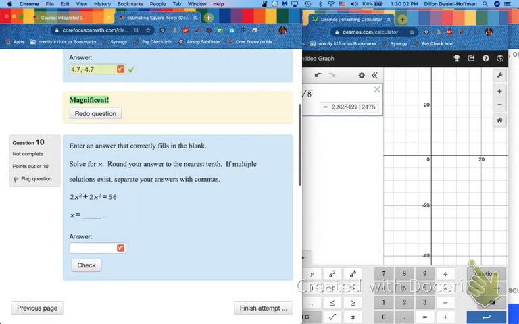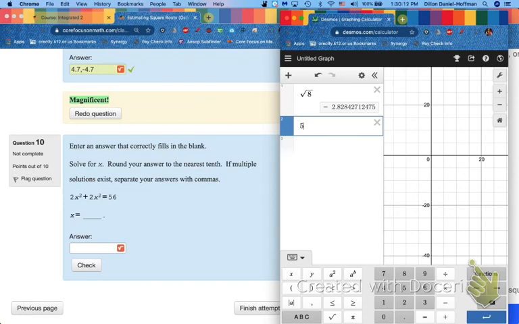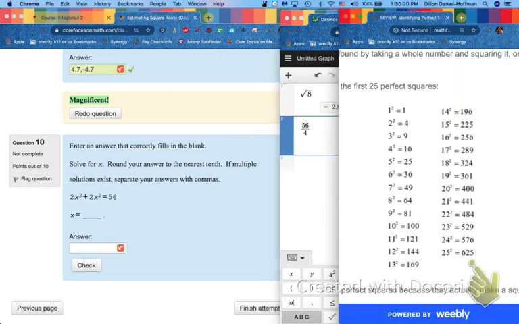All right, let's do this together. 2x squared and 2x squared is 4x squared. So I do 56 divided by 4. What's that like? 14 or something? Yes, 14. So the square root of 14. Okay, let's think about 14. 14 is in between 9 and 16. It's 2 away from 16. It's 5 away from 9. It's not directly, that's not like 15.